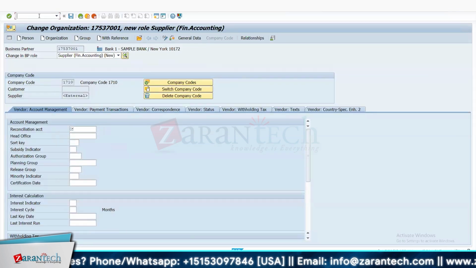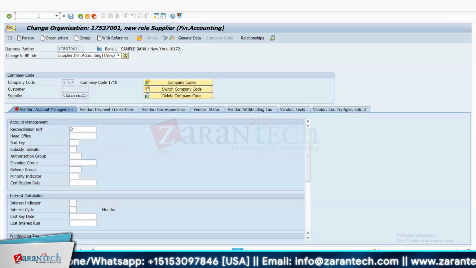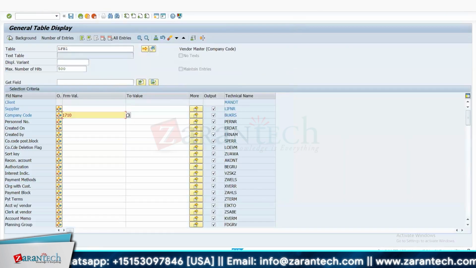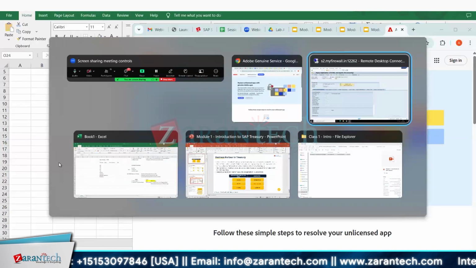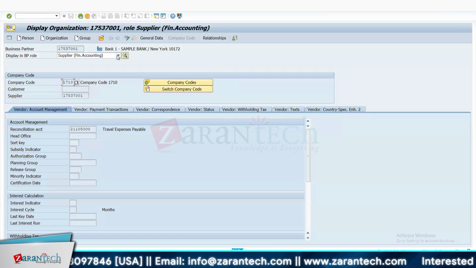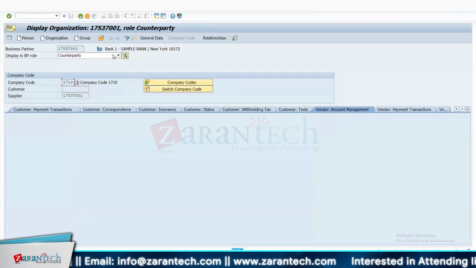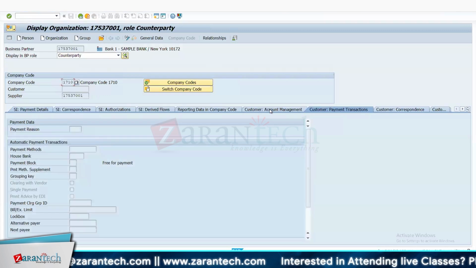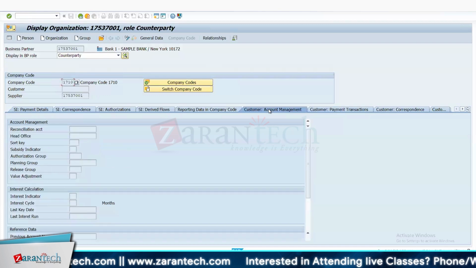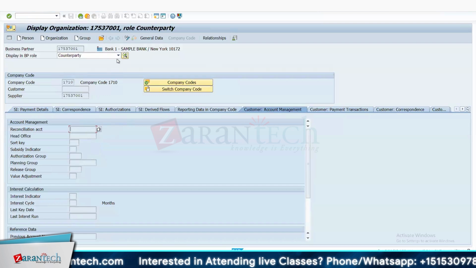Okay. Let me check if I can get the reconciliation account. This is a must. So this is a table for vendor master. I'm just going to pick up a reconciliation account. Show you this. So now, if I go to the display part, we have the counterparty role, and similar to that, I can also see the counterparty role here. And in case you want to see counterparty GL, somehow it is blank, but we can actually also make this mandatory for counterparty.